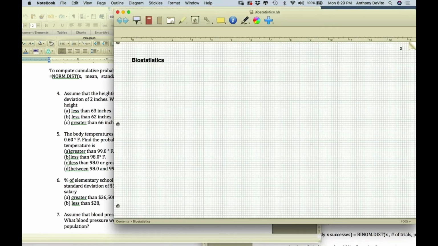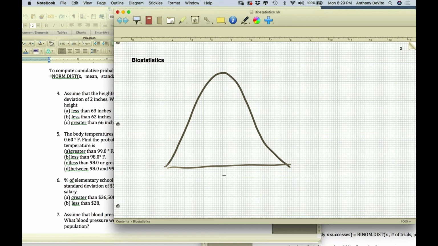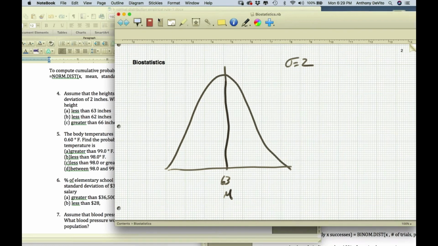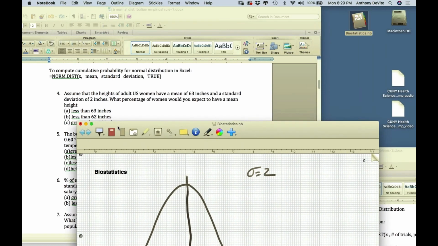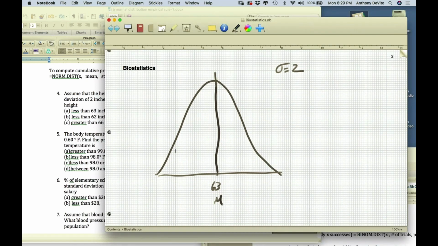So I'm going to sketch my normal distribution again. Okay, so here's my normal distribution. And my mean was, what did I say, 63 inches? Right, that's my mean. That's mu. And my standard deviation is equal to 2. And I want to know the probability of selecting a woman that has a height less than 62 inches. Now that's going to be over here somewhere. Well, how many standard deviations below the mean is 62 inches?